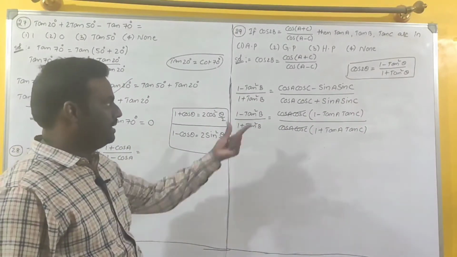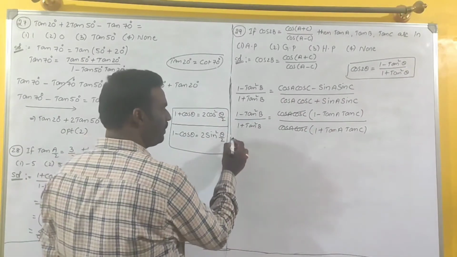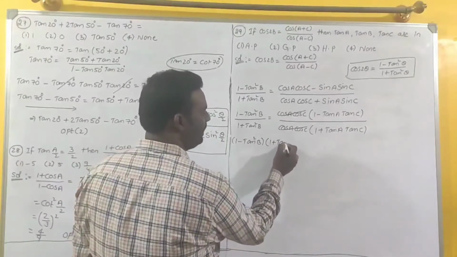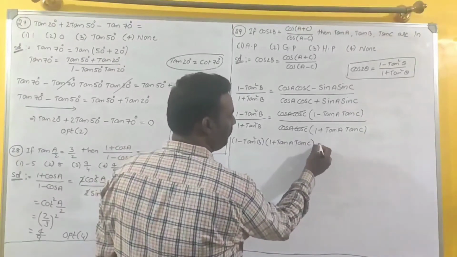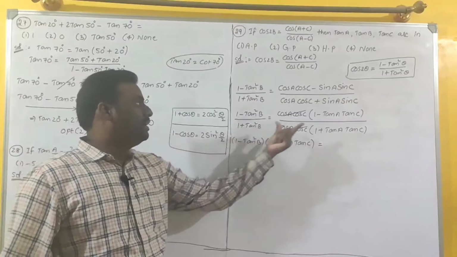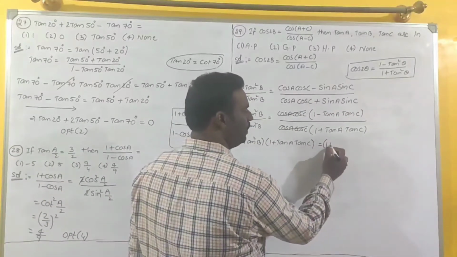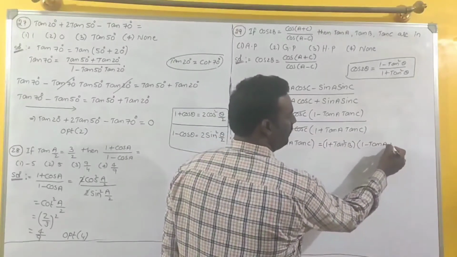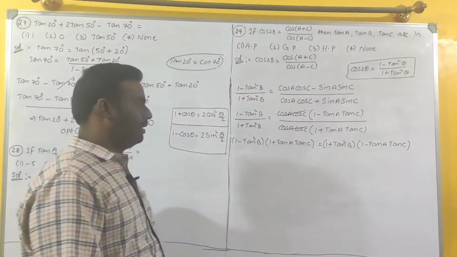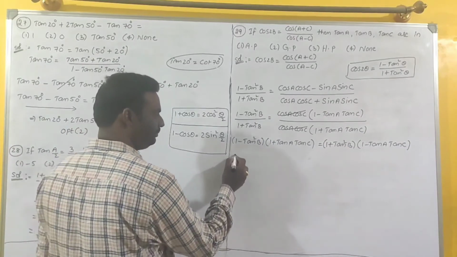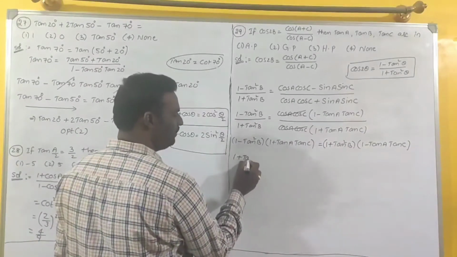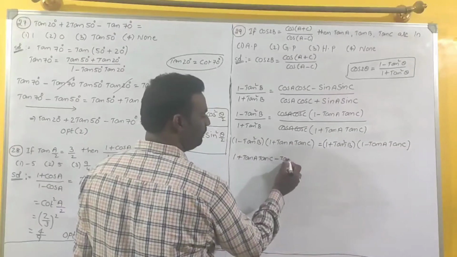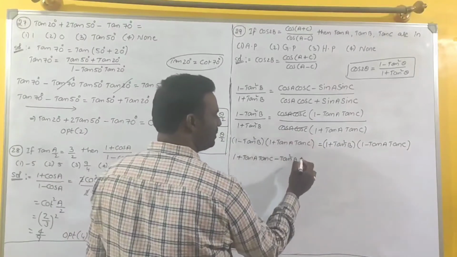Now cross multiply this into this, this into this. 1 minus tan square B into 1 plus tan A tan C. Right side: 1 plus tan square B into 1 minus tan A tan C. Multiply 1 into 1, 1 into tan A tan C, minus tan square B into 1, minus tan square B into this one.